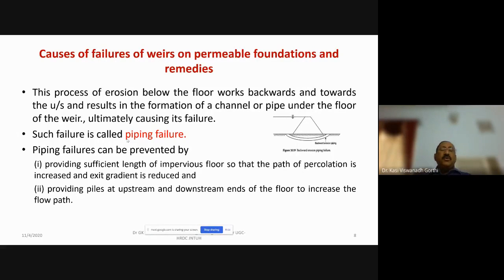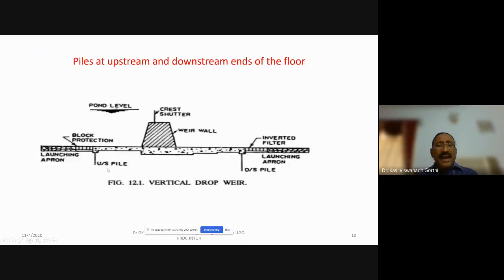So this failure can definitely be prevented by providing a sufficient length of the impervious floor so that the path of percolation is increased and the exit gradient is reduced. So this hydraulic gradient would be reduced. If the hydraulic gradient is reduced, naturally the soil boiling condition can be avoided. Another measure is providing piles at the upstream and downstream ends of the floor to increase the flow path. So these are called the piles. Upstream pile, a downstream pile will be provided.